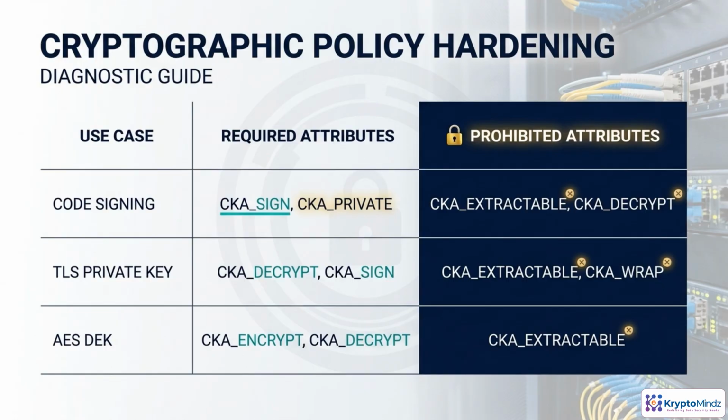Key attributes act as guardrails. For each use case, you want the minimum capabilities needed and nothing extra. A code signing key should only sign. It never decrypts and it stays non-extractable. A TLS private key may decrypt and sometimes sign, but it shouldn't wrap or leave the HSM. Data encryption and wrapping keys follow the same pattern. When you right-size attributes, you shrink the blast radius of any compromise.